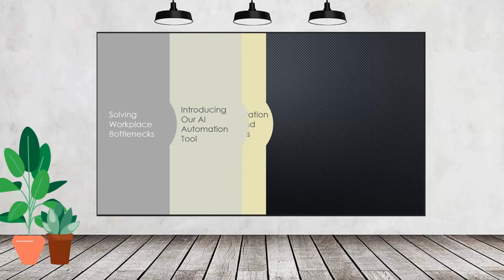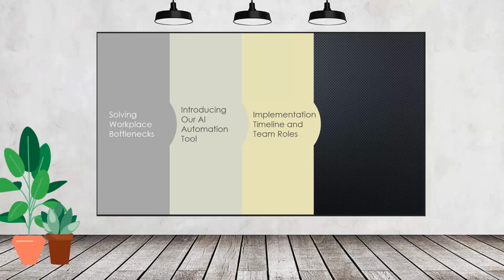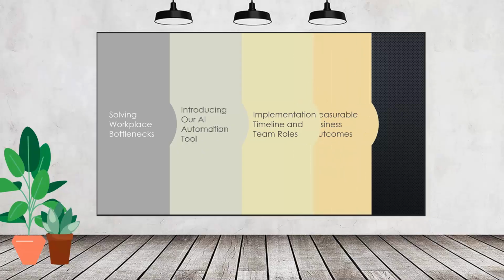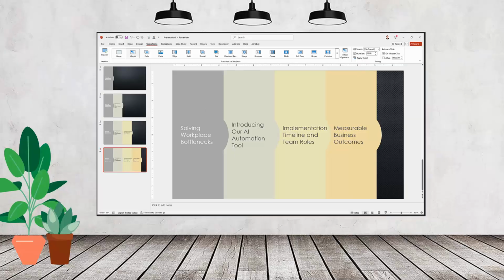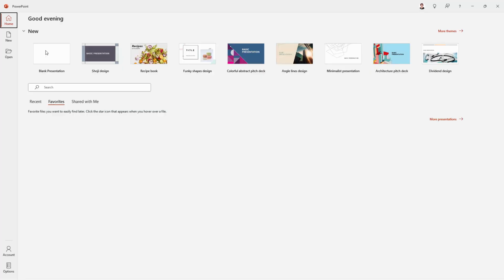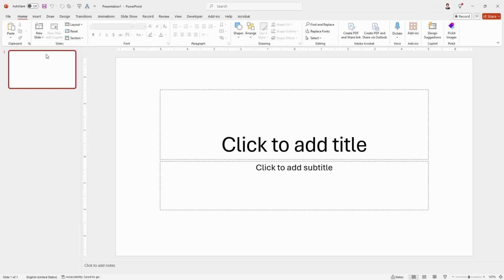Today I'm going to show you how to create this sliding animation effect for a slide presentation agenda or something similar in PowerPoint. We're going to start with a new presentation. I'm choosing a blank presentation, so I'm just going to click on that.